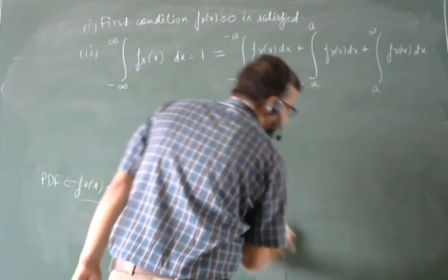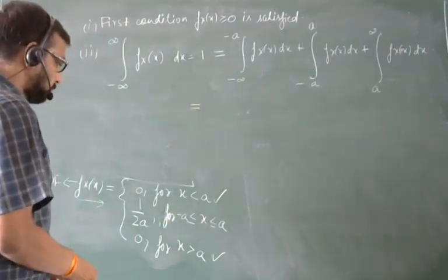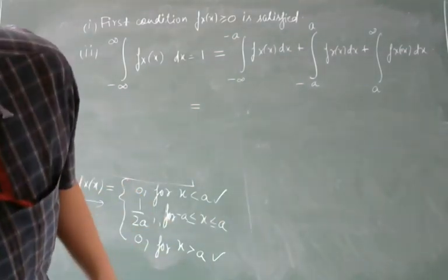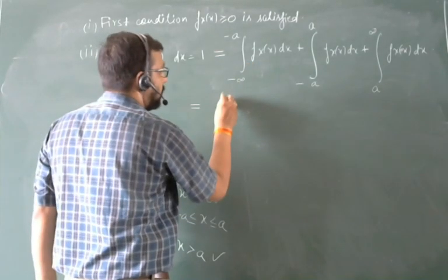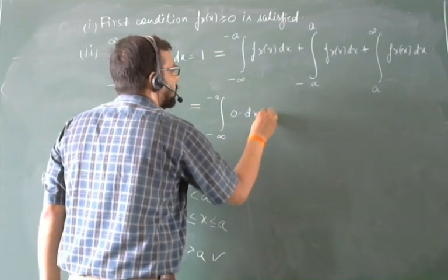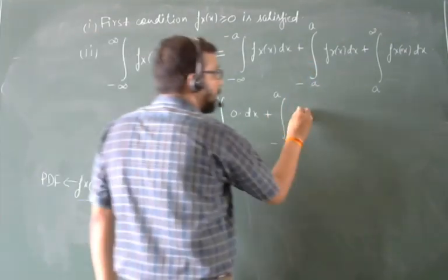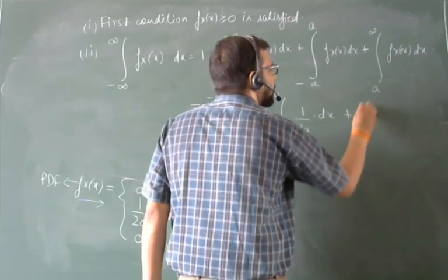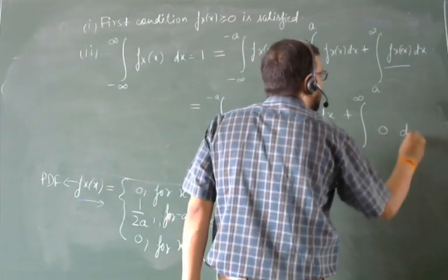Now put the function in all three integrals. For x less than minus a, the value of the function is equal to 0, so minus infinity to minus a, 0 into dx, plus minus a to a, the function will be 1 upon 2a into dx, plus a to infinity, the function will be 0 into dx.